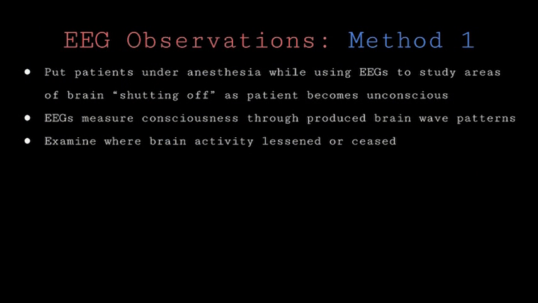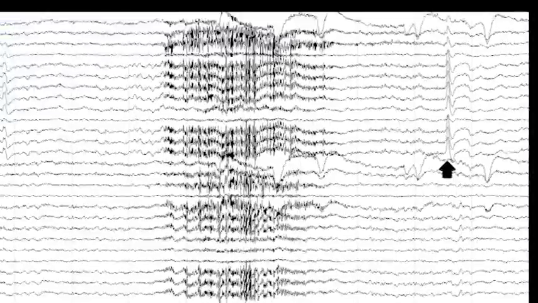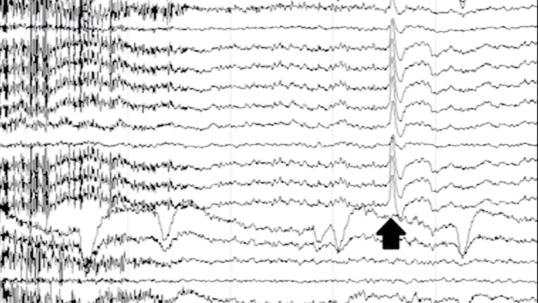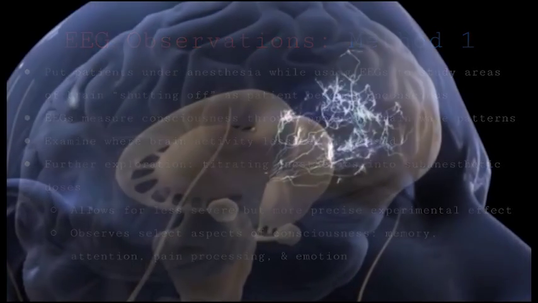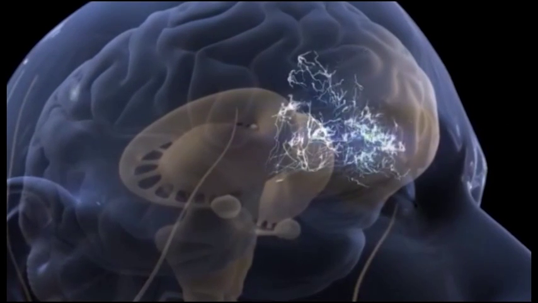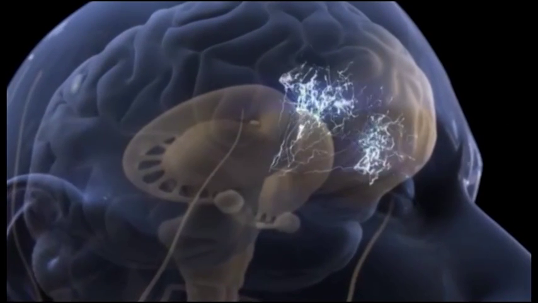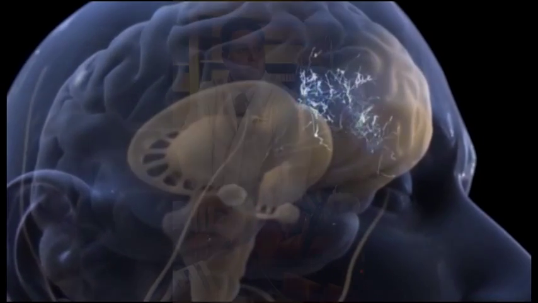In such studies, researchers use EEGs to measure consciousness through brainwave patterns produced. Researchers then examine where the brain activity lessened or ceased during anesthesia administration. They can further explore these studies by titrating anesthetics into sub-anesthetic doses. Titration allows for a less severe but more precise experimental effect, which can be used to observe select aspects of consciousness such as memory, attention, pain processing, and emotion.